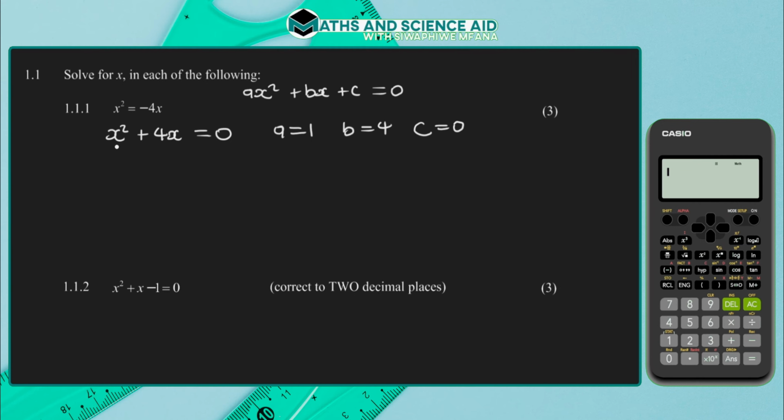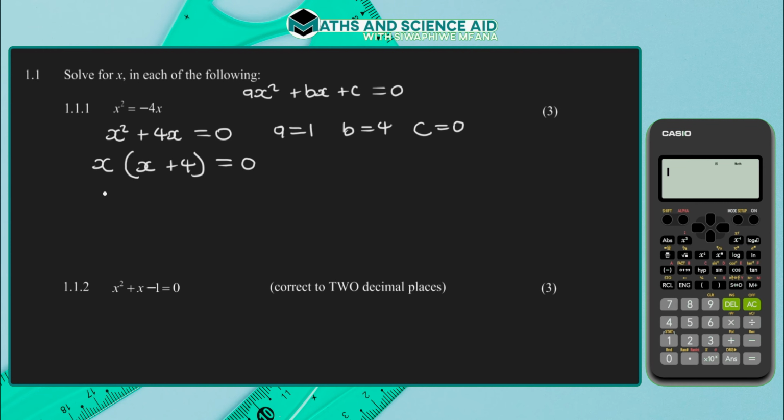And now, in order to solve for x here, you will notice that you can actually easily do it by factorization, because we've got a common factor to these terms, which is equal to x. So we can factorize by taking out a common factor of x. And after that, we'll be left with x plus 4. So this will be equal to 0.